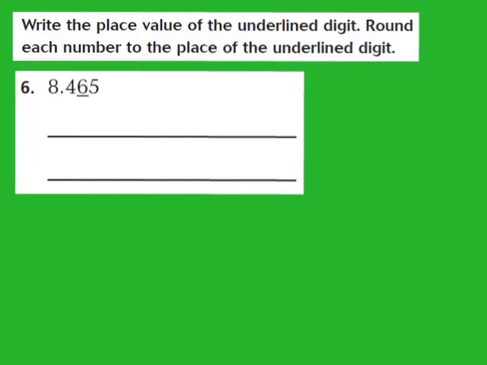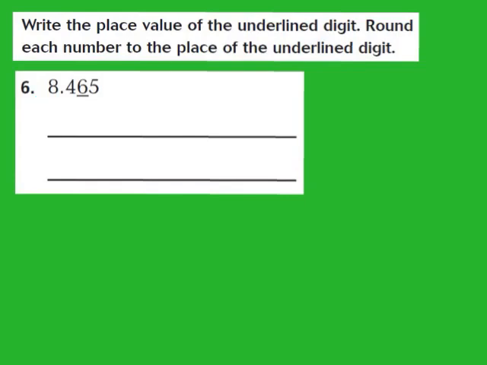Now, let's take a look at question number 6. Once again, our job is to write the place value of the underlined digit, and then we also have to round each number to the place of the underlined digit. Well, in question number 6, the decimal number given is 8 and 465 thousandths.